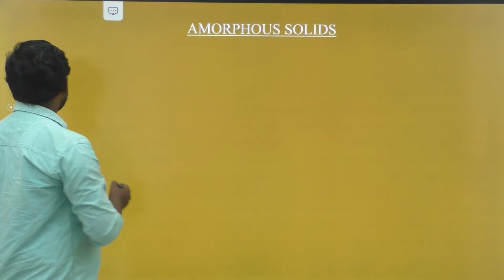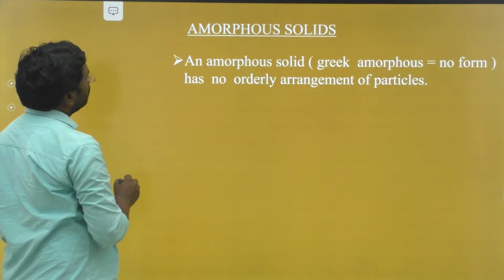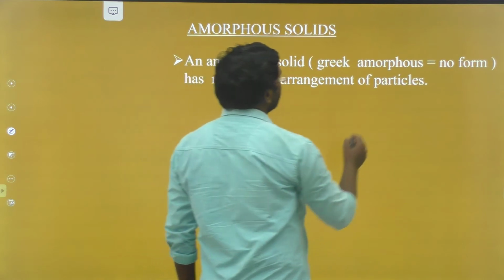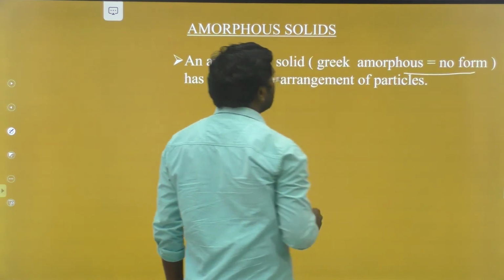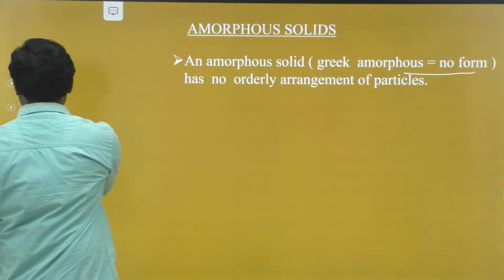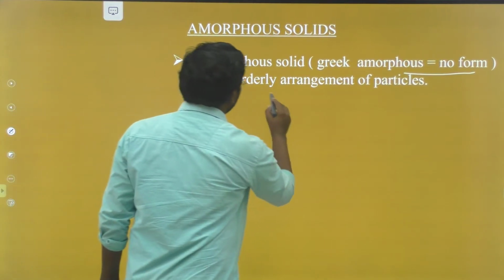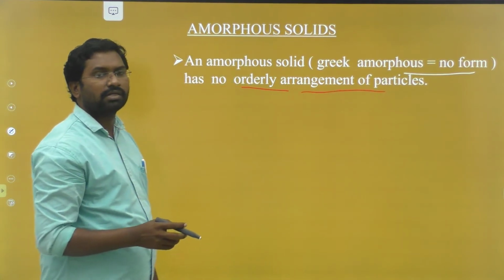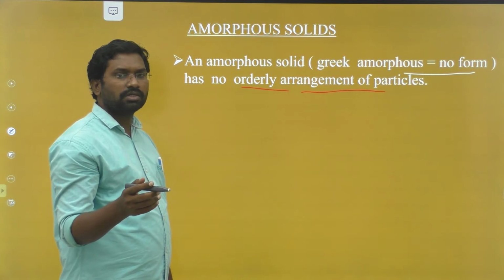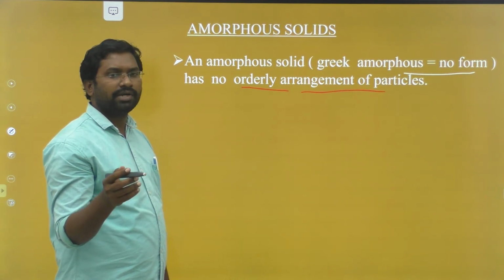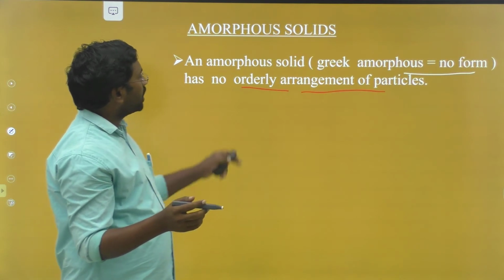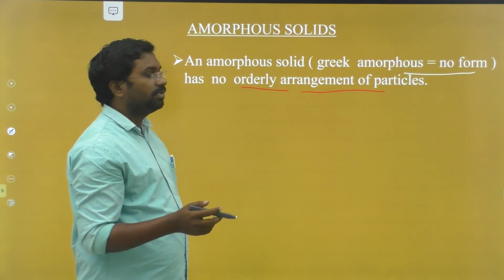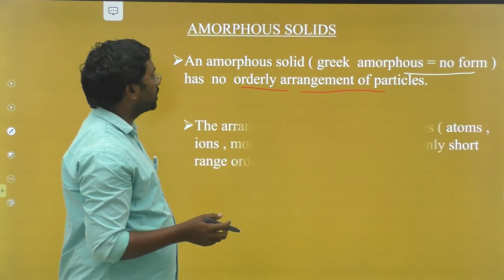Next, about amorphous solids. What are amorphous solids? In Greek, amorphous means no form. That's why it has no orderly arrangement of particles. Even in crystalline solids the arrangement of particles has a definite order, but in amorphous solids, according to their meaning in Greek, amorphous means no form. That's why they have no orderly arrangement of particles. They do not have any particular shape.